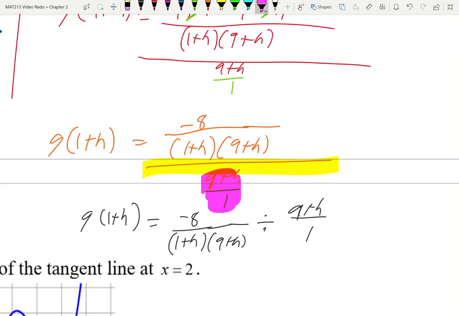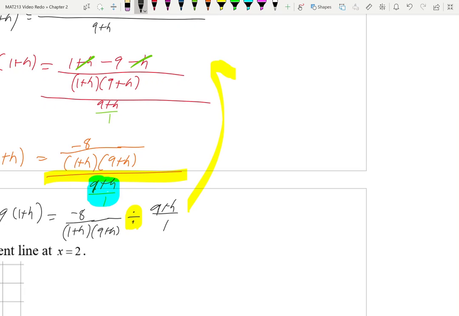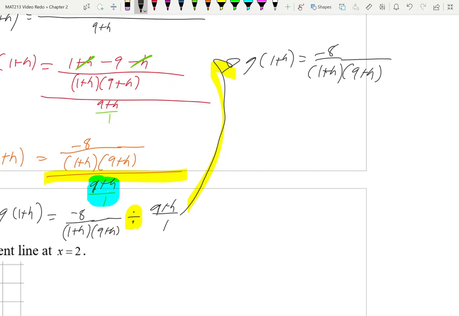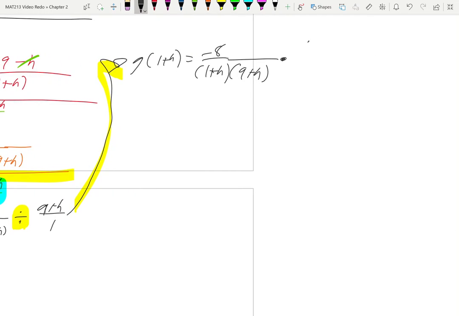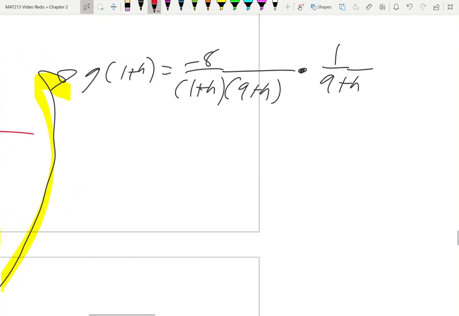So notice there's my 9 plus h over 1. That just went right there, divided by my divided by symbol. All right. Now, how do we divide fractions? How do we divide fractions? G of 1 plus h is equal to, the first fraction stays the same. So that's 1 plus h times 9 plus h. But the second one we flip and multiply, so we change it to times 1 over 9 plus h. Great. All right, now we're almost done.